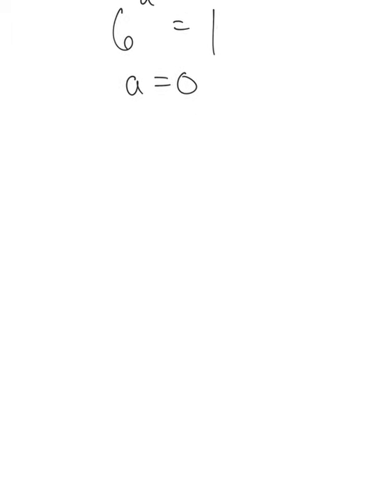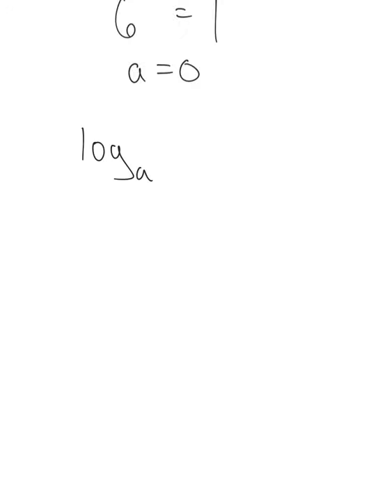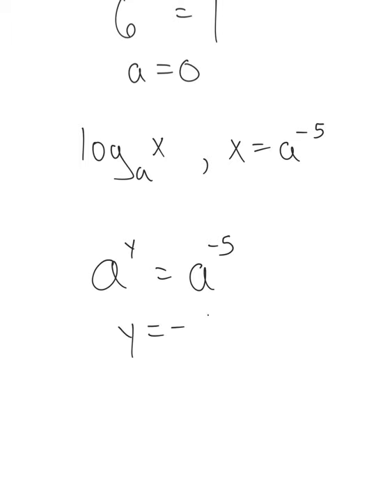Let's continue with our examples. So what if we had a log base a of x, and x here equals a to the -5th? Well, what they're basically saying is, our base a to what power, I'm going to call that y, must equal a to the negative fifth. Well, that's not so bad. We know that y must then equal negative 5.